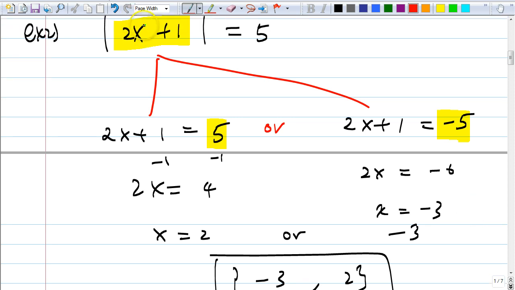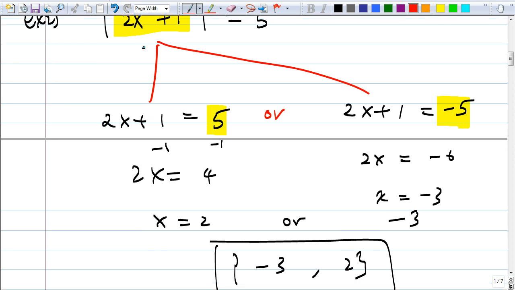Look, if I were to plug in 2 here, what's 2 times 2? 4 plus 1? 5. The absolute value of 5 is 5. You see how it makes it true? Also, if I plug in -3, what happens? What's 2 times -3, guys? -6 plus 1? -5. Uh-oh, we got -5. Is that okay? It's okay because now that's inside the absolute value. So what's the absolute value of -5? 5, you see? So there are two possible solutions for this.